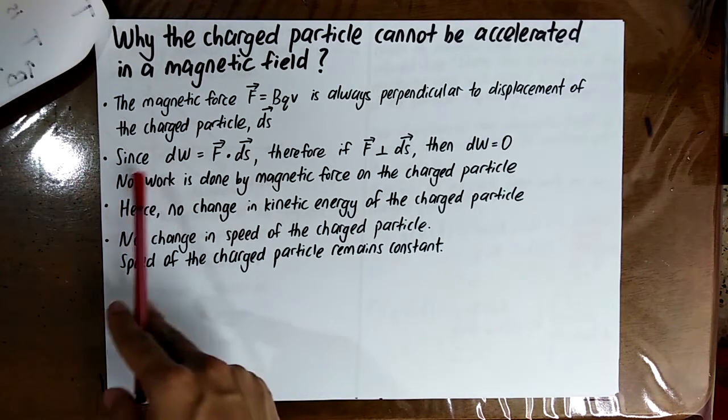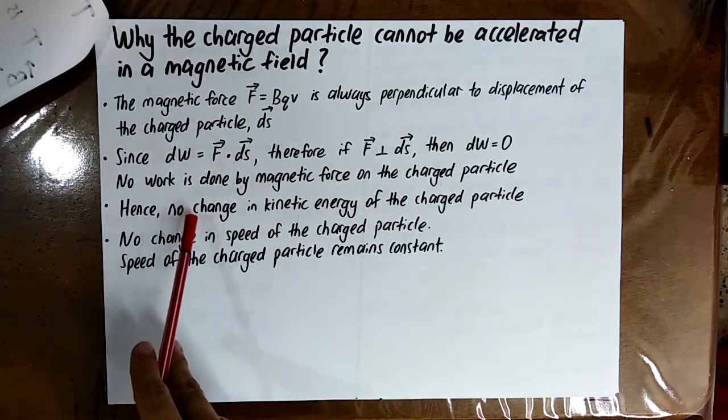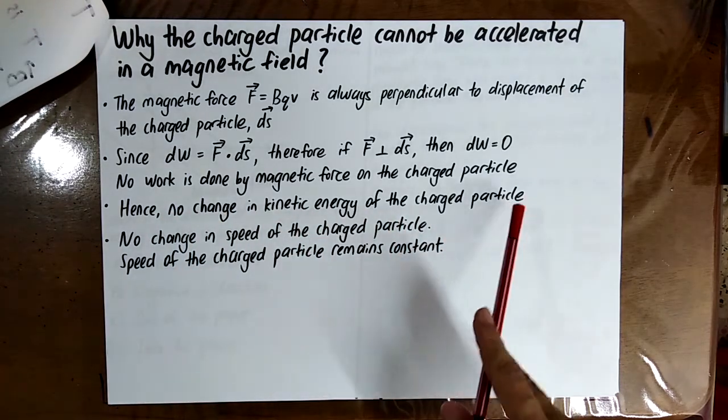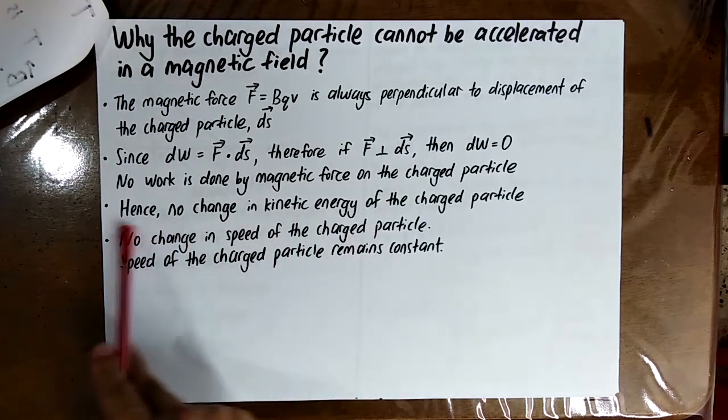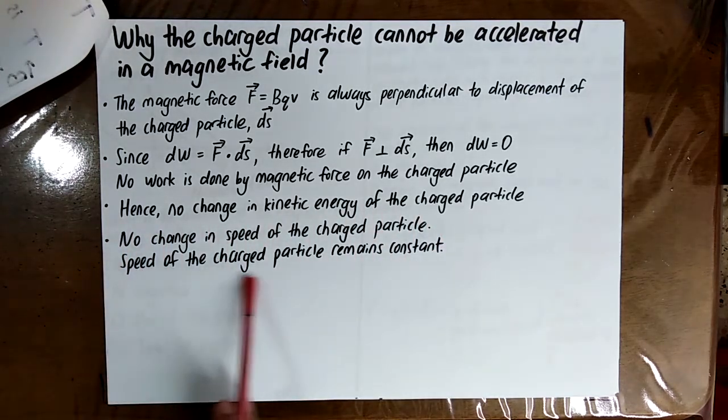That means that no work is done by the magnetic force on the charged particle. Therefore, there is no change in the kinetic energy of the charged particle. So we say that there is no change in the speed of the charged particle, and the speed remains constant.